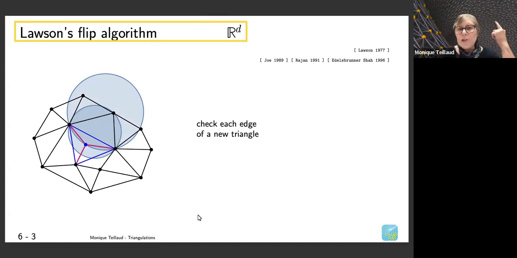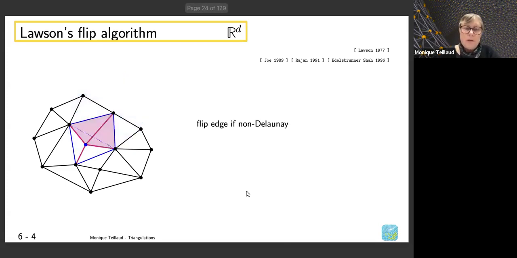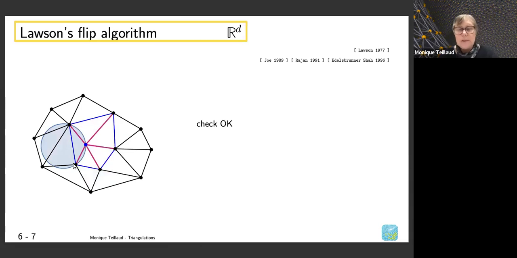And then for each new edge, you check whether it is Delaunay or not. On this picture, you check first this edge here. In this case, it is not Delaunay, so you flip it. You do the same with the other edge here. It's also not Delaunay, so you flip it. Then you check the one on the left. It is Delaunay. The disk is empty. You don't do anything. And potentially, you would propagate flips for each new edge that you create, until everything is OK.